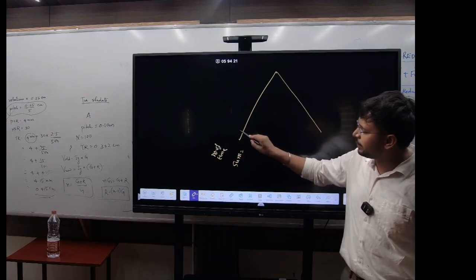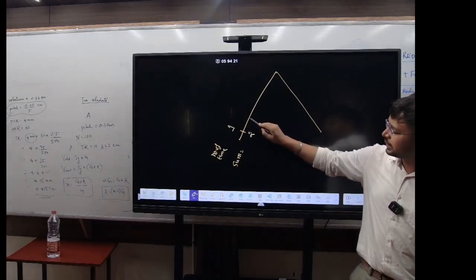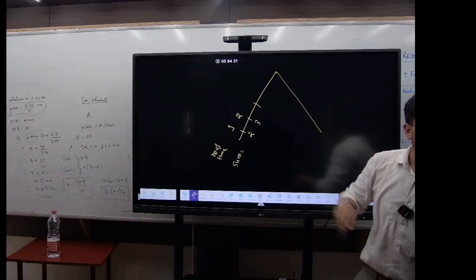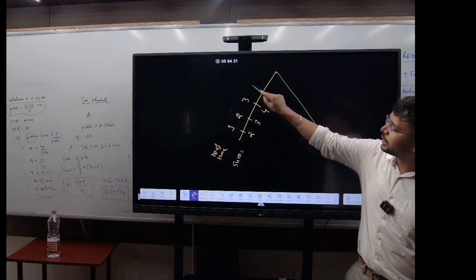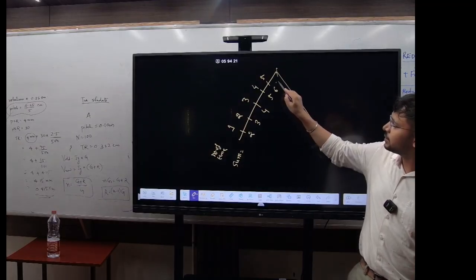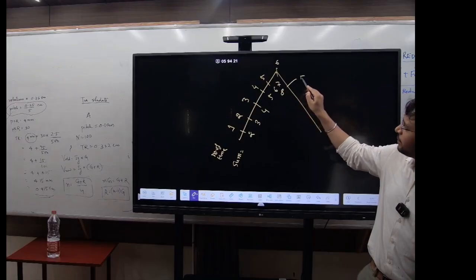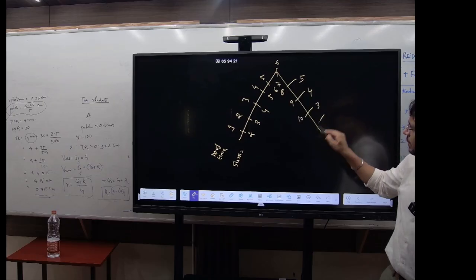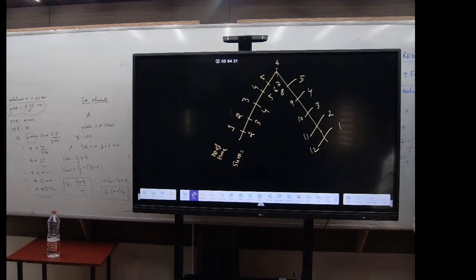So the minimum sum will be 2. It will come how many times? 1 time. Then 3, how many times will it come? 2 times. Then sum is 4, how many times? 3 times. Sum is 5, it will come 4 times. Sum is 6, it will come 5 times. Sum is 7, 7 will come 6 times. Then sum is 8, it will come 5 times. 9 will come 4 times. 10 will come 3 times. 11 will come 2 times and 12 will come 1 time.